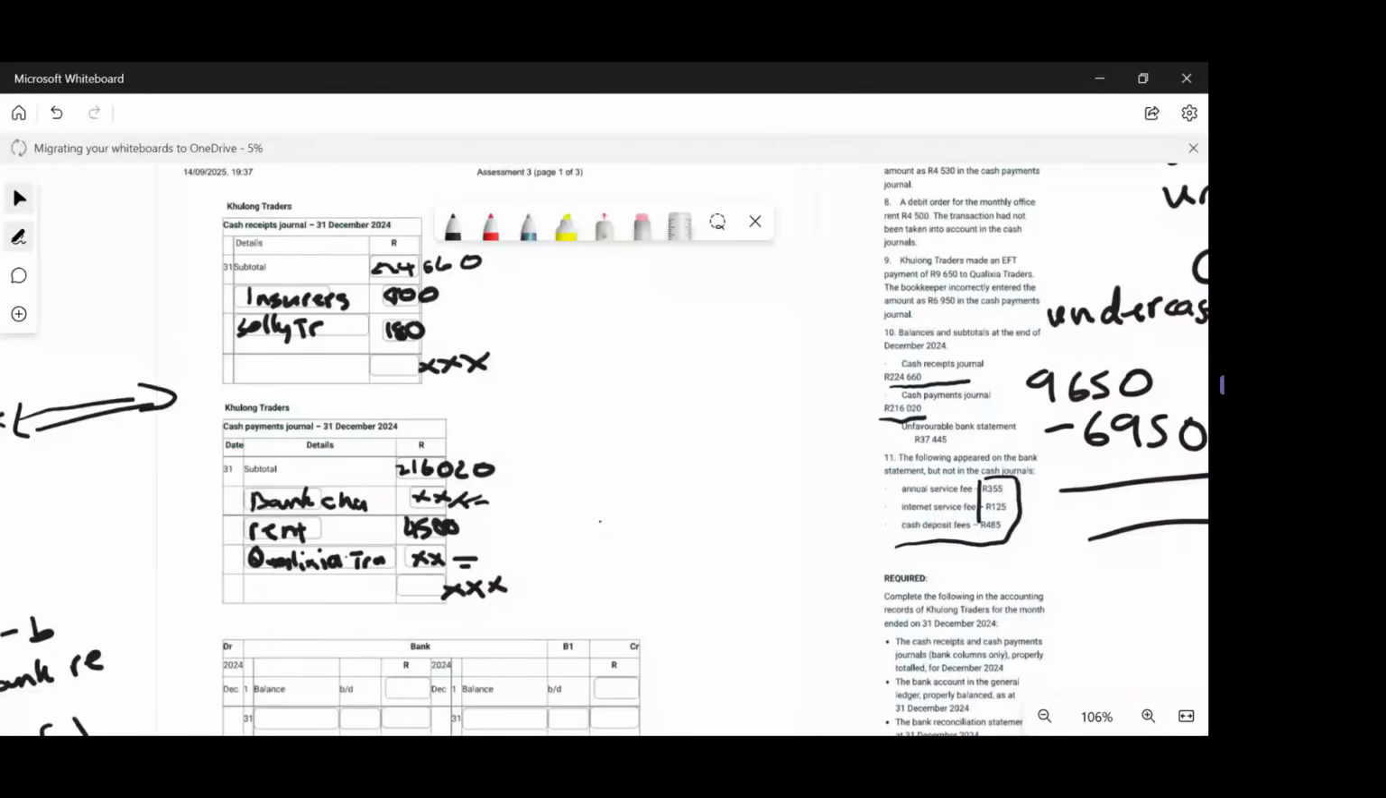Where's your bank charges? Any questions so far? Here, sorry: annual service fee, internet service fee, and deposit fees. They are all bank charges. You add all three of them.